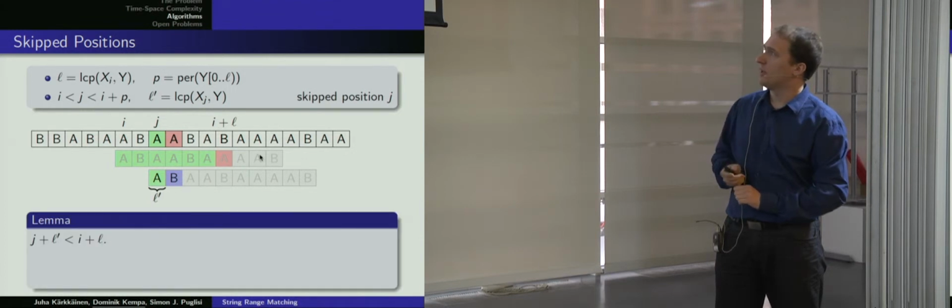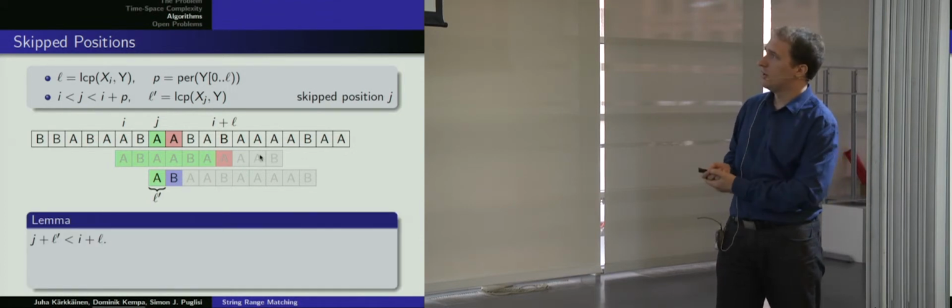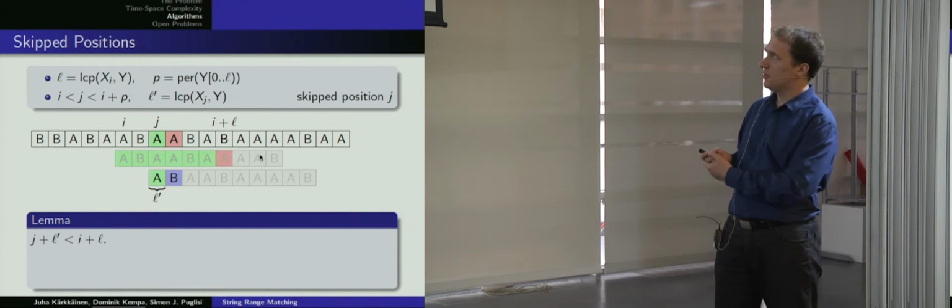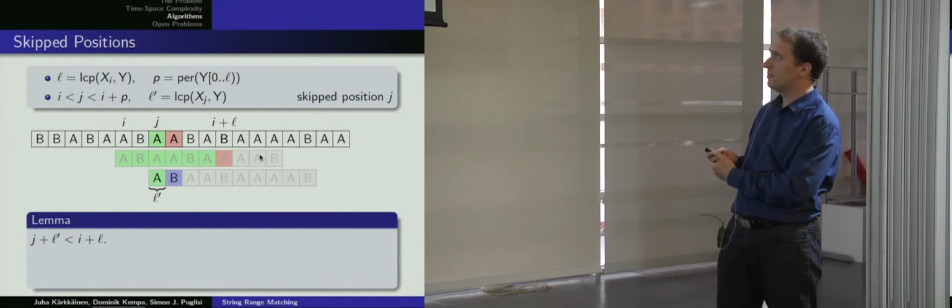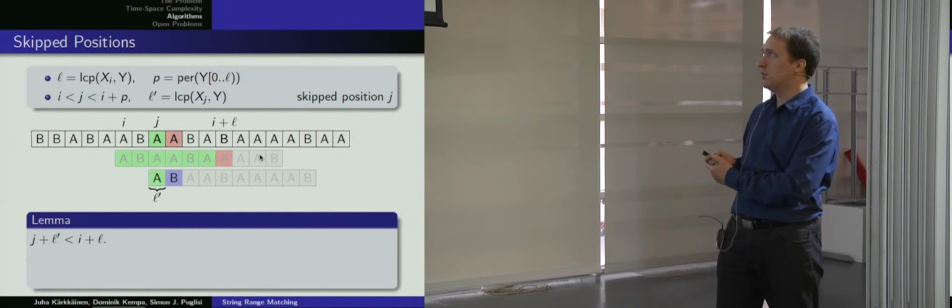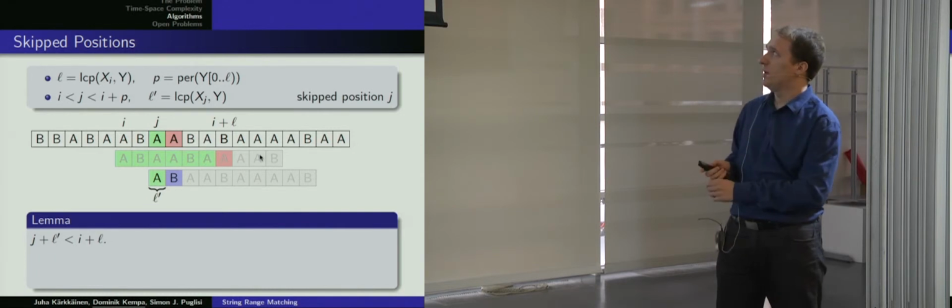And now we have the following lemma. So let's break it down. J plus L is the position of a mismatch if we align the pattern with position J in the text. So it's this position in the text. I plus L is the position of a mismatch if we align the pattern with position I in the text. And the lemma says that the first mismatch in the text is before the second one.